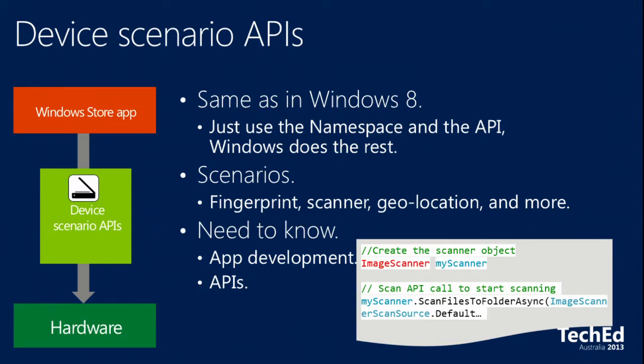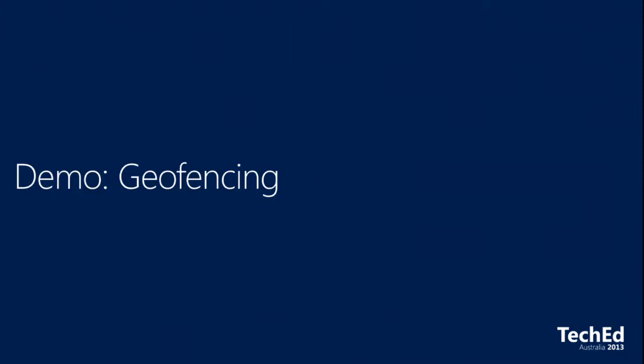No dealing with Twain drivers, no weird third-party APIs or controls. Nice and easy, and a good experience. There's actually a scanner app baked into 8.1 as well. It's called Scan, and there are examples of it. These device APIs are great, very, very easy to use. I've got one example to show you, and this will be my last demo, and then I'll stop talking.